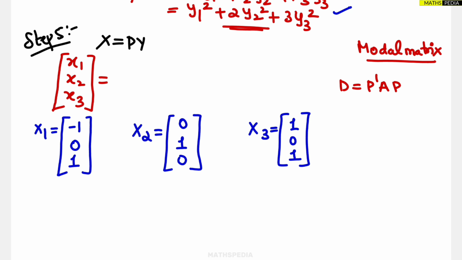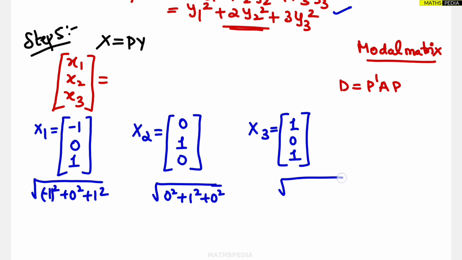For x1, square each element and add them up: -1 square plus 0 square plus 1 square. For x2, again the same thing: 0 square plus 1 square plus 0 square. For x3, same thing: 1 square plus 0 square plus 1 square. So what is the answer? -1 square is 1, 1 plus 1 is 2, so you get root 2. Next, you get root 1, which is 1 itself. Here 1 plus 1, root 2 again.